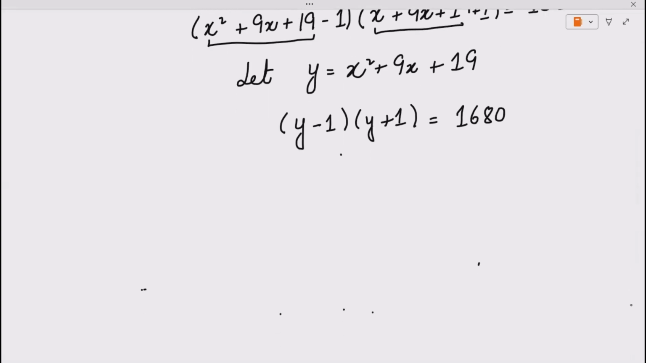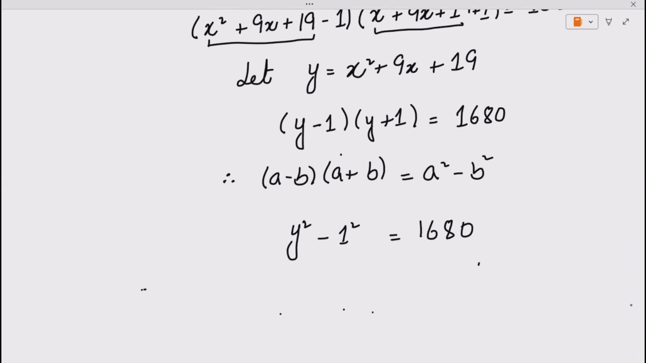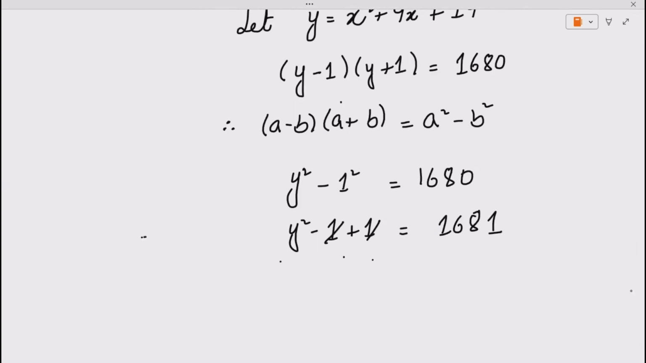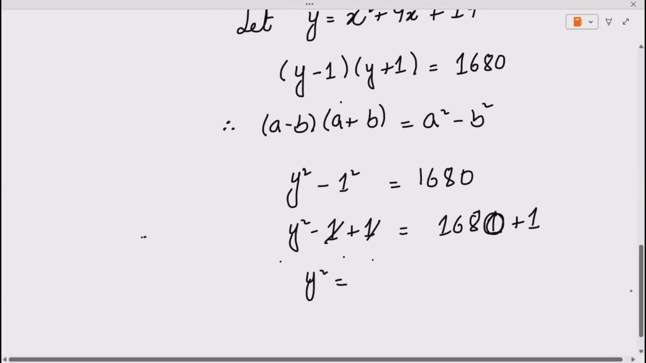Now here we know the formula that (a minus b)(a plus b) equals a squared minus b squared. So I can write y squared minus 1 squared equals 1680. Now y squared minus 1 squared is y squared minus 1. I can add 1 to both sides so that I get rid of this minus 1 on the left-hand side. So 1681, this becomes 1680 plus 1. So y squared equals 1681.